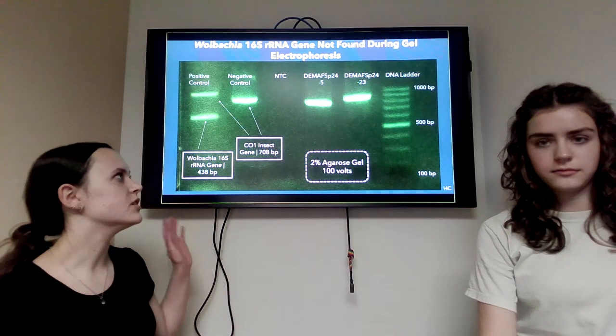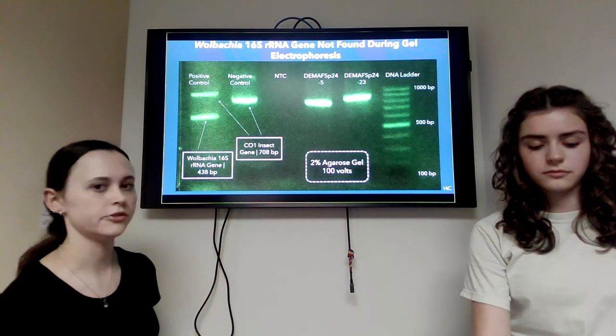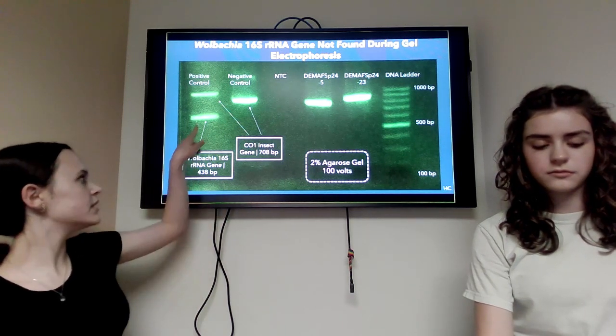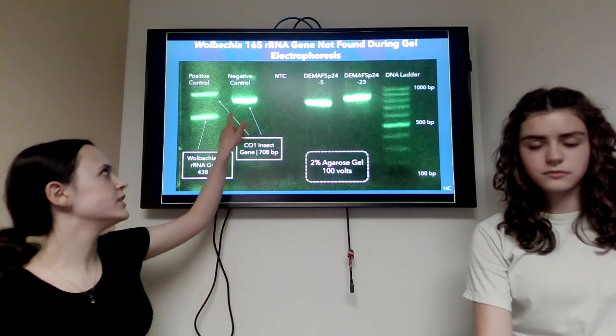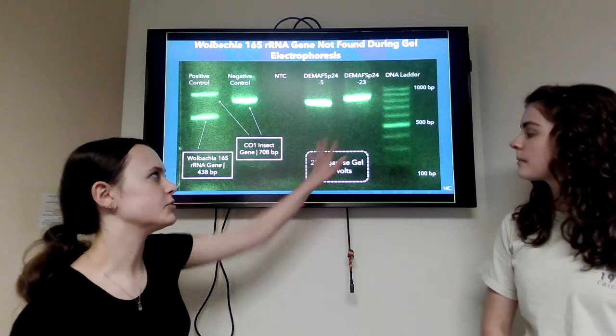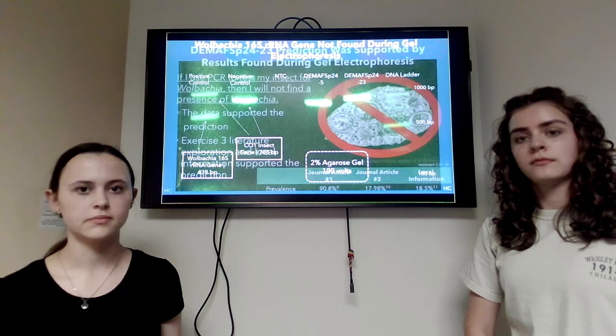This is an image of our gel electrophoresis. We used a 2% agarose gel with 100 volts. This first lane shows our positive control, which shows the Wolbachia gene and the insect gene. The negative control only shows the insect gene. There's a blank, no template control, and then both of our samples show the insect gene but no Wolbachia gene.